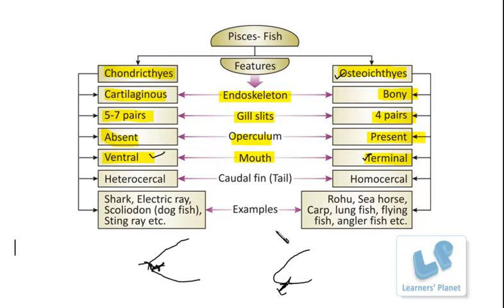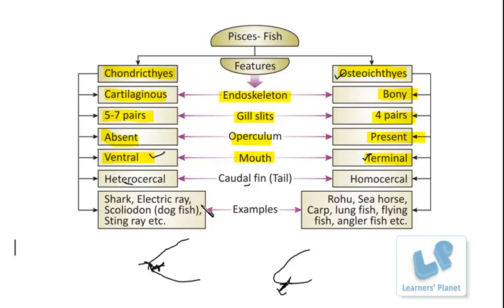Then regarding the caudal fin, or the tail fin, there is a difference again. There are fishes in which the caudal fin has an asymmetric structure, or it may be symmetric also, right? If it is asymmetric, then the type of caudal fin is known as heterocercal, and this heterocercal fin is a specific feature of cartilaginous fishes.